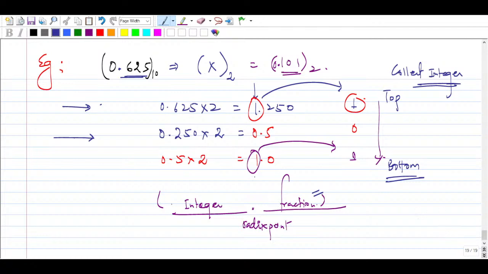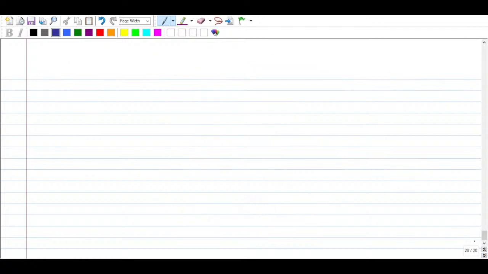Sometimes what will happen here is that you will keep multiplying the fractional part with the required base, but you will not get 0.0 here, and your integer will get repeated again and again, right? So you have to stop from where it gets repeated. You don't have to continuously make the multiplication, okay?